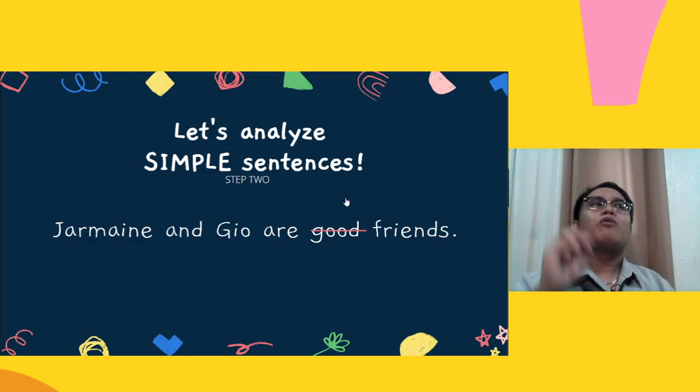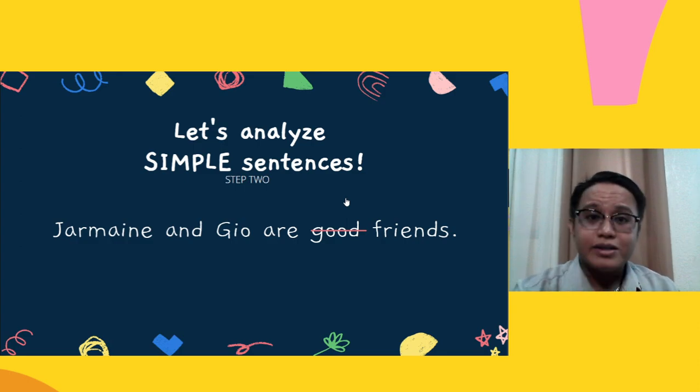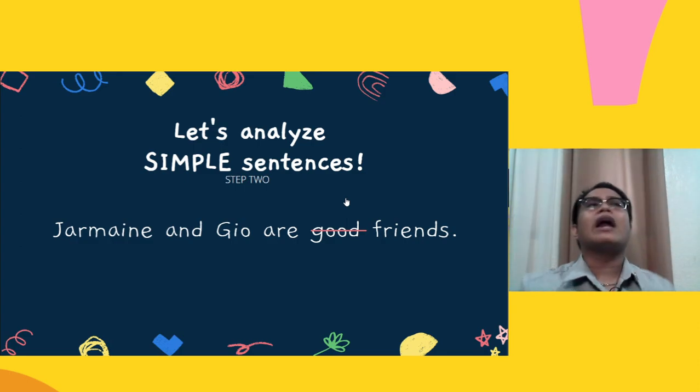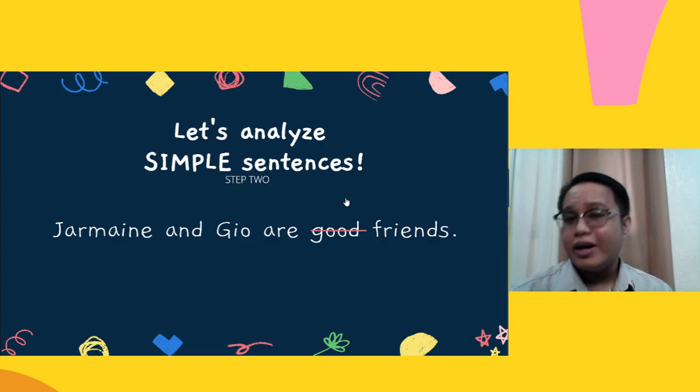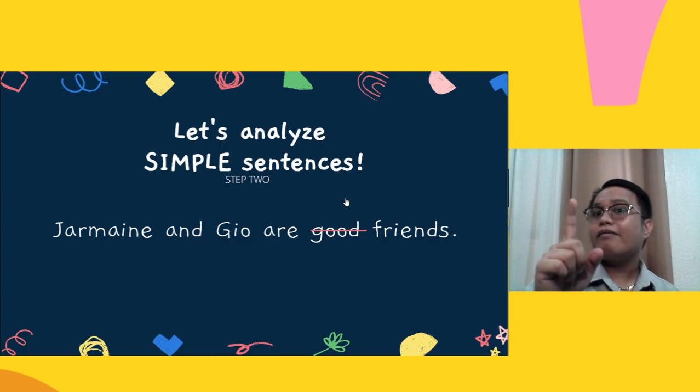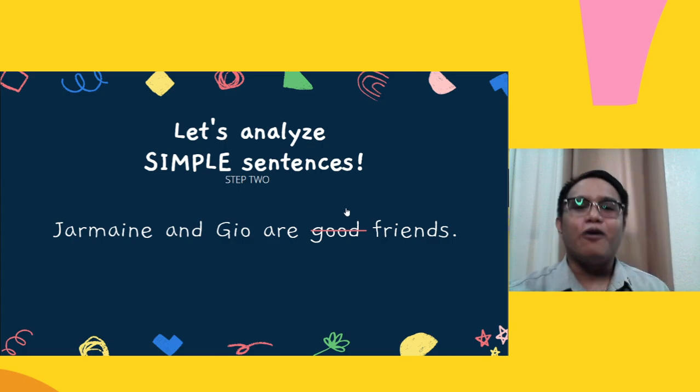Step 3, we're going to underline once all the nouns. And what are our nouns here? Names of persons, places, and things, whatever. So, we have Jermaine, underline once. Gio, underline once. And friends, underline once. So, step 3 will look like this.